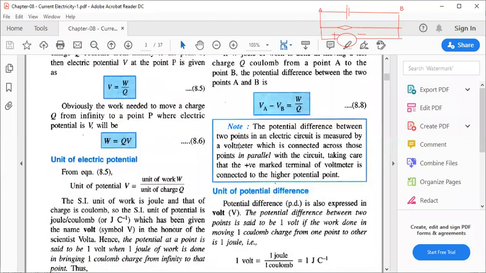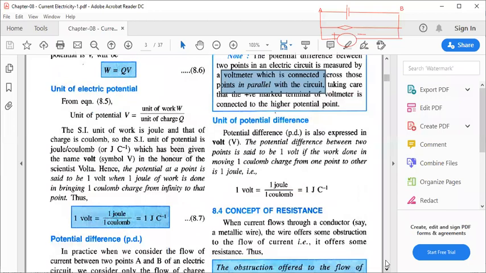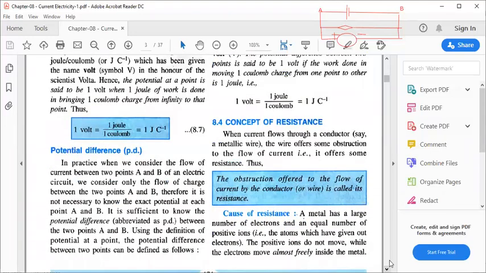And we already discussed the voltmeter, which is connected in parallel with the circuit. What is the unit of potential difference? Same thing, same as electric potential. Volt. Volt, yes, 1 joule per coulomb. Now what is the concept of resistance?